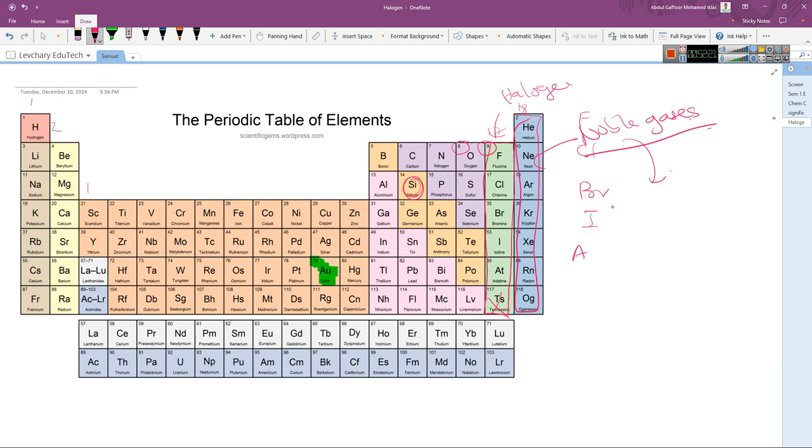Why? Because they don't involve in chemical reactions. Because in the valency shell, they contain 8 electrons. So they will not remove or accept electrons because they are filled. They satisfy the octet rule. So they will not involve in chemical reactions. That's why they are called inert gases or noble gases. Have you understood?